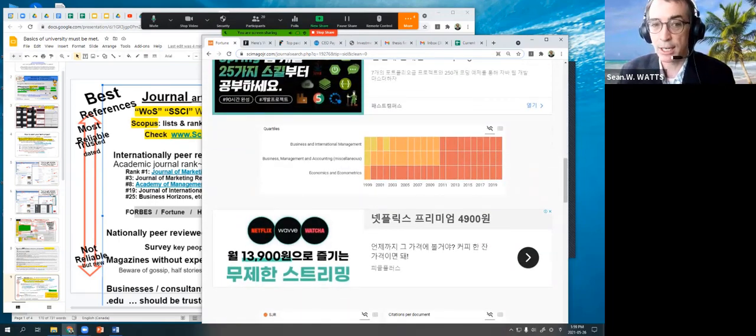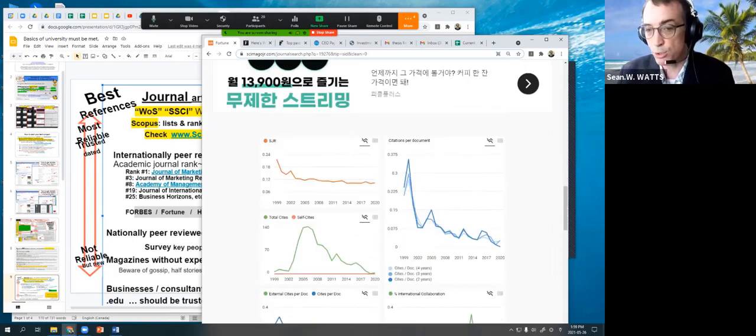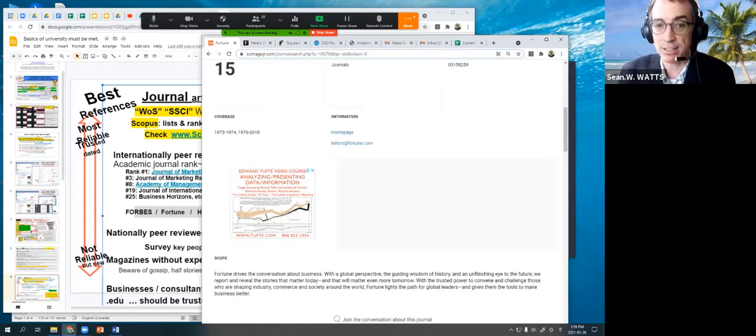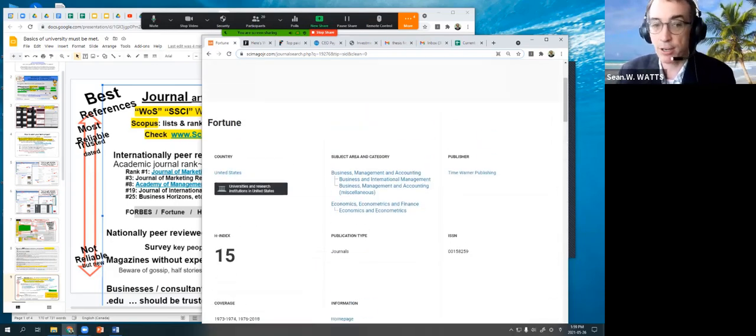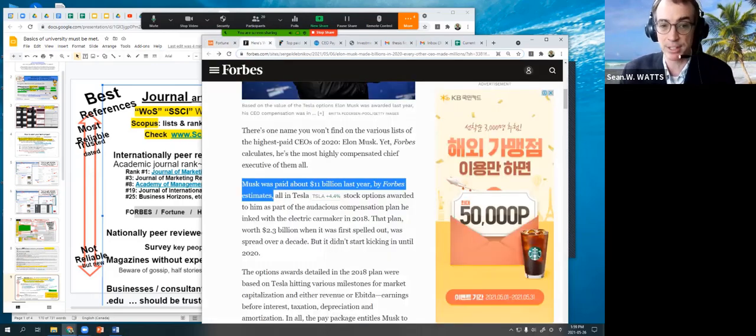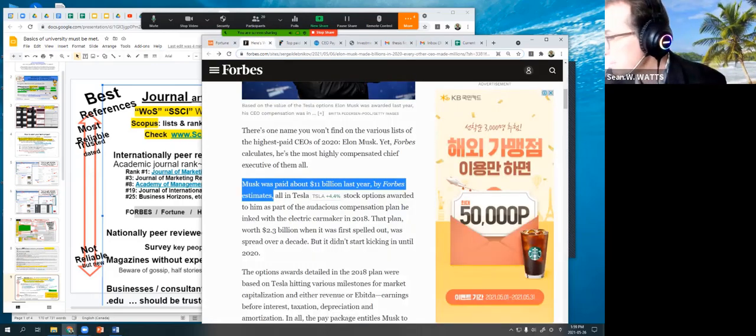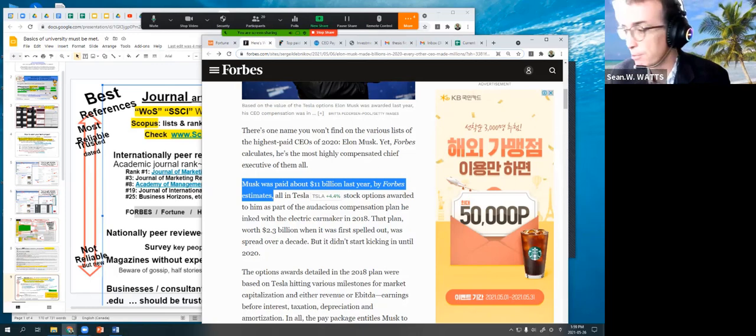Q3 journal. It's famous for business, international management, accounting, economics, econometrics. It shows you how many people reference this. So anyway, it is famous. And Forbes is the same. Harvard Business Review is the same. But what is the problem with this? Hyanakdu, do you remember what is the problem with Forbes, Fortune?